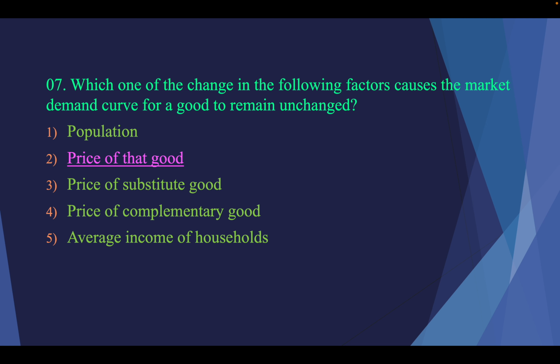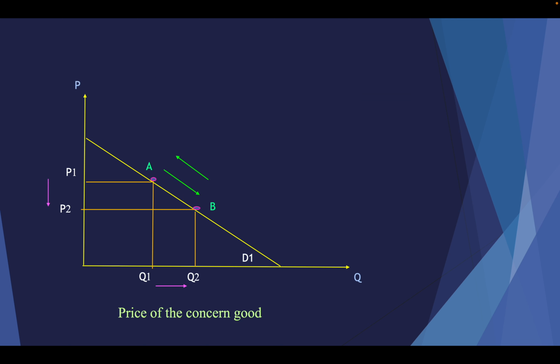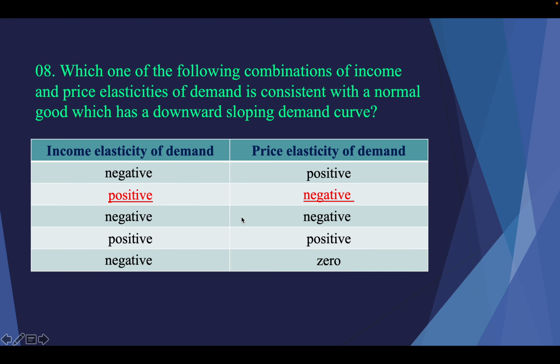So which one of the changes in the following factors causes the market demand curve for a good to remain unchanged? It is the price of that good. At that time, the price changes and we move along the demand curve from one point to another point.